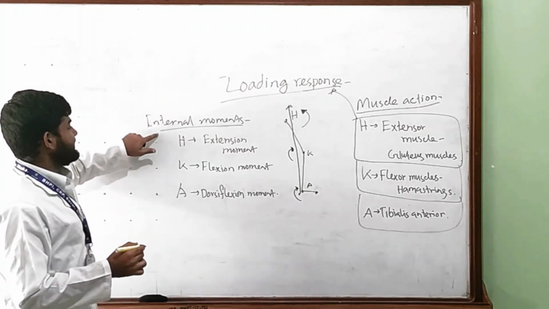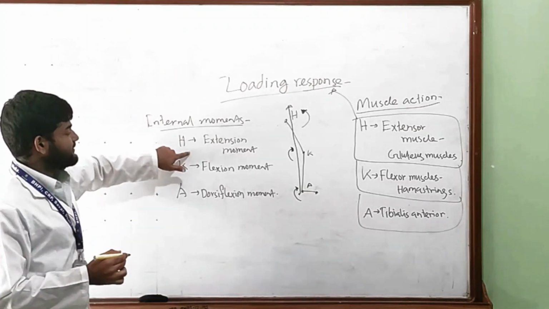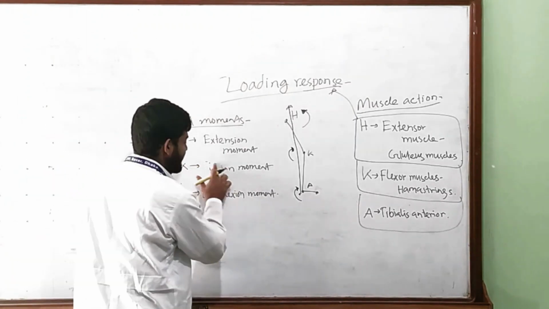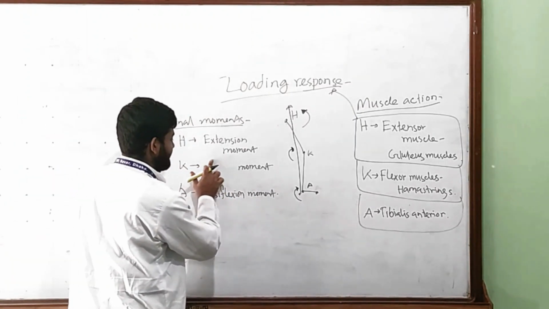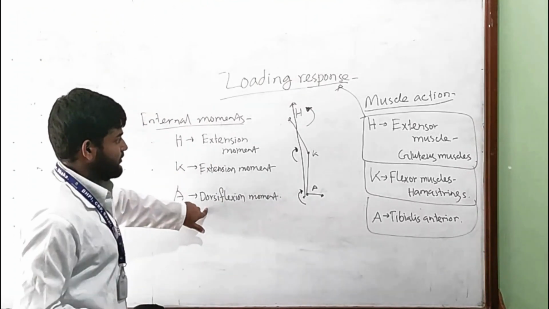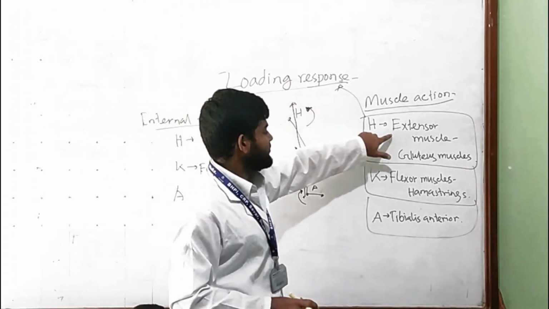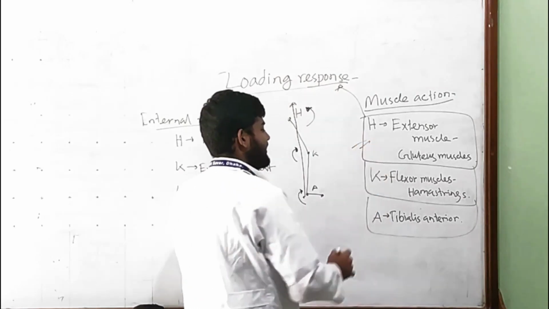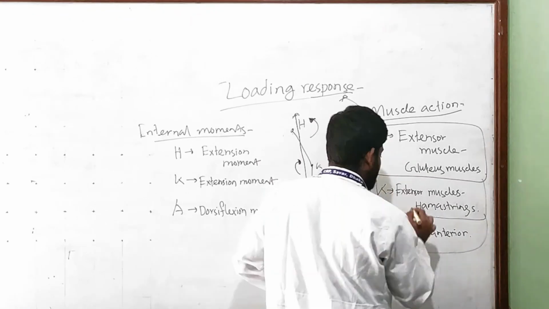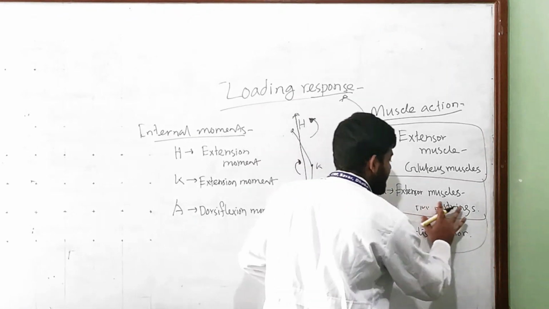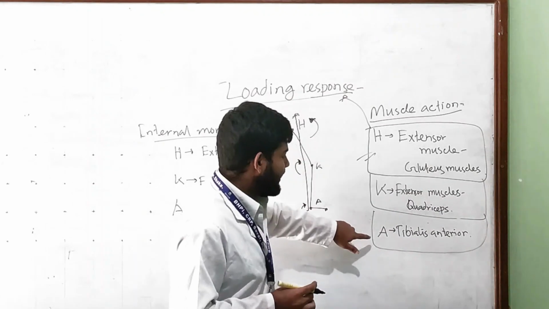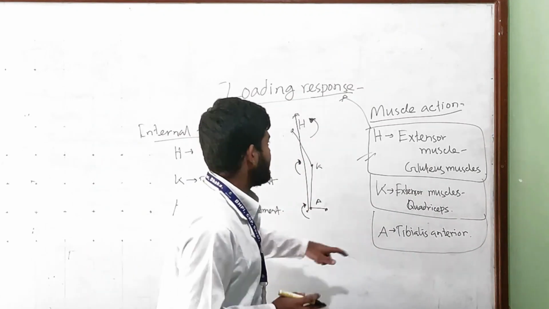So for the internal movement, this is staying the same, but for the knee, it will be extension movement, and for the ankle it will be the same as before. So for the muscle action, the hip is the same, and for the knee the extensor muscles will work, and the extensor muscles are the quadriceps muscles, and for the ankle it is the same.